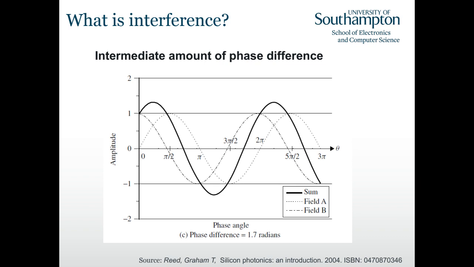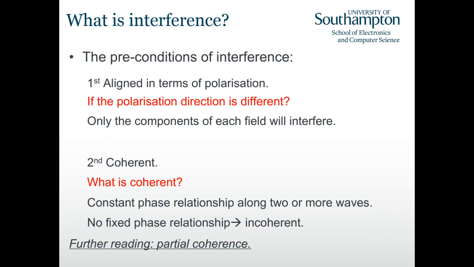Sometimes it's somewhere in the middle. They are neither completely in phase nor completely out of phase. So it's somewhere in the middle. So there are two preconditions of interference.